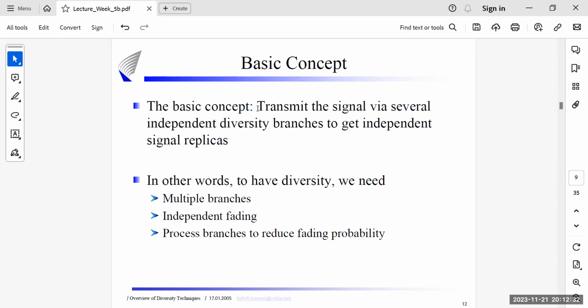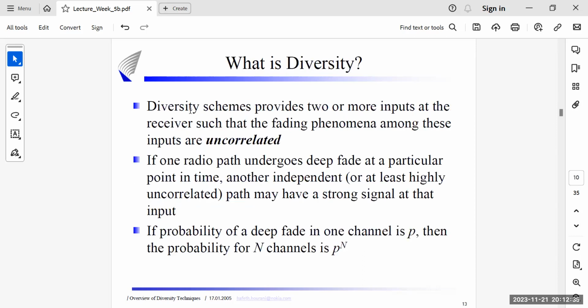So what is diversity? Diversity schemes provide two or more inputs at the receiver such that the fading phenomena among these inputs are uncorrelated. By uncorrelated, you can say, for the time being, independent. So if one radio path undergoes deep fade at a particular point in time, another independent or at least highly uncorrelated path may have a strong signal at that input.